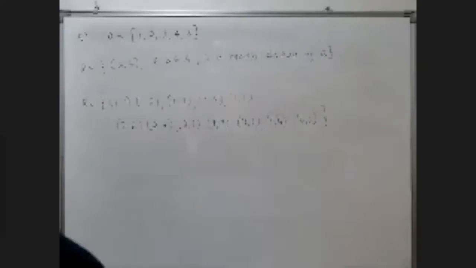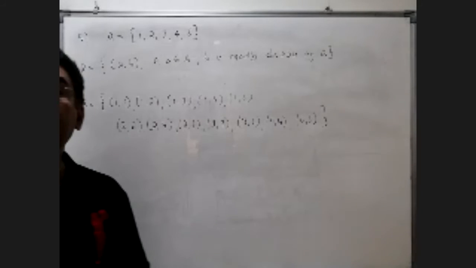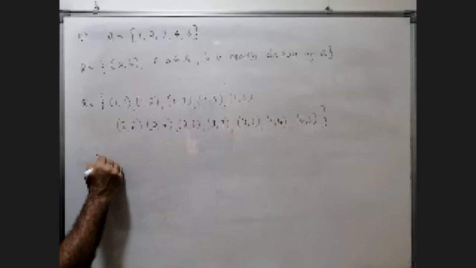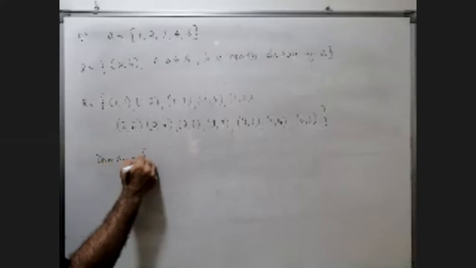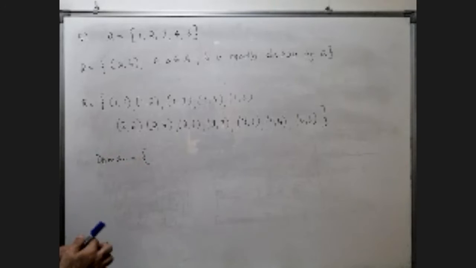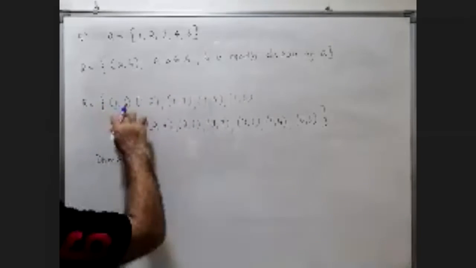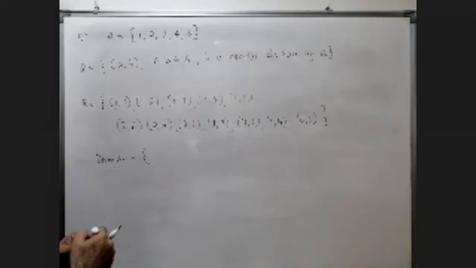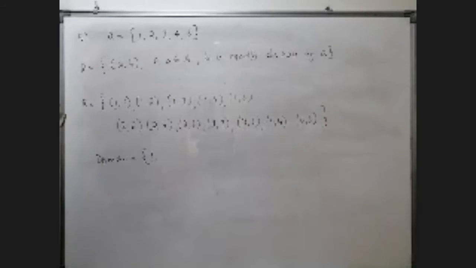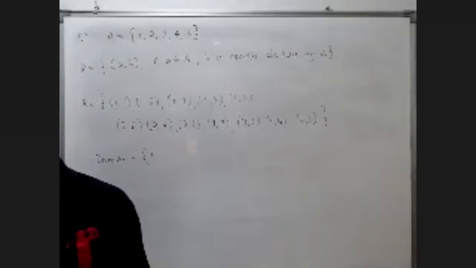Now the next part is write the roster form, domain and range. So to write the domain, in all the pairs, take the x coordinate. See 1, 1, then 1, 1. So here 1 is not repeated. So it is 1. We are writing domain and range in roster form, so no need of repeating the same number again.